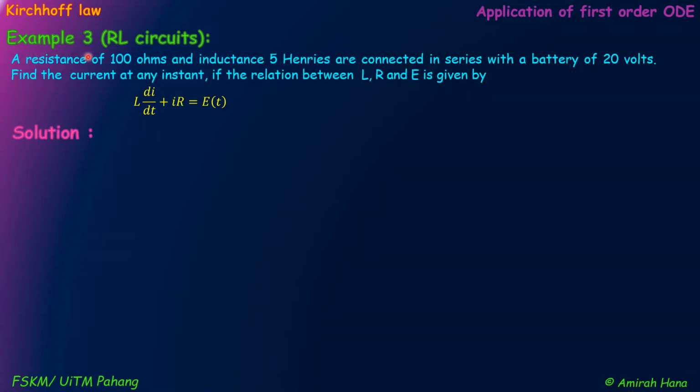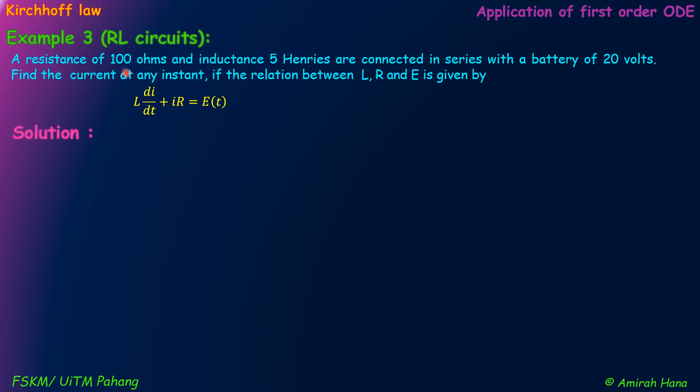We continue with example 3 under RL circuits for Kirchhoff's law. The question is, a resistance of 100 ohms and inductance of 5 henries are connected in series with a battery of 20 volts. Find the current at any instant if the relation between L, R and E is given by L di over dt plus IR equals E(t), right?